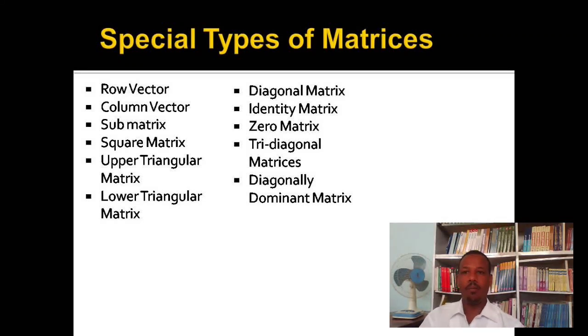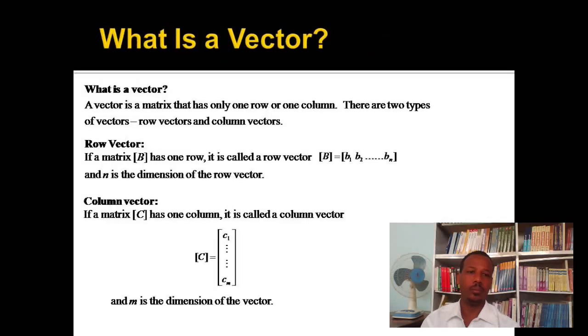Then we have the special types of matrices: row vector, column vector, sub-matrix, square matrix, upper triangular matrix, lower triangular matrix, diagonal matrix, identity matrix, zero matrix, tridiagonal matrices, and diagonally dominant matrix. Then let's define each type of matrix.